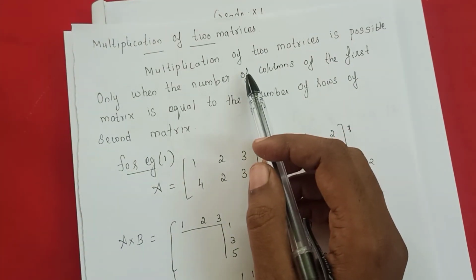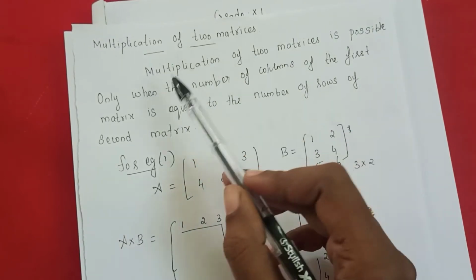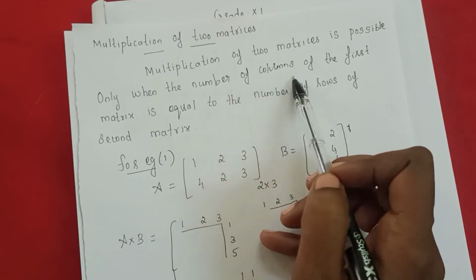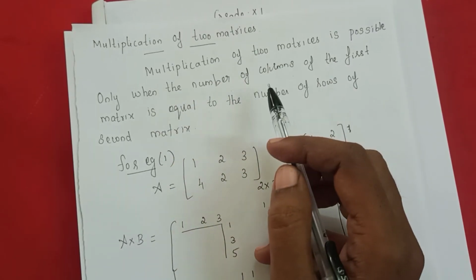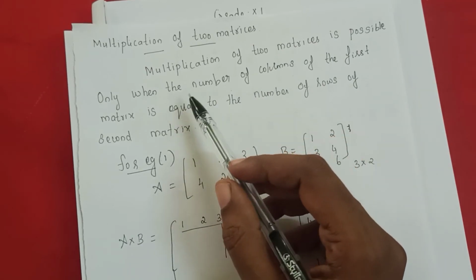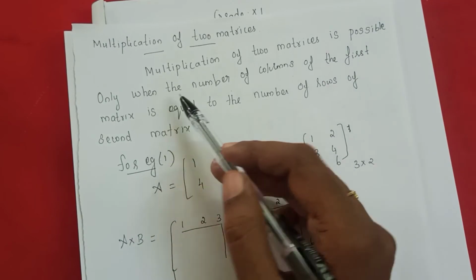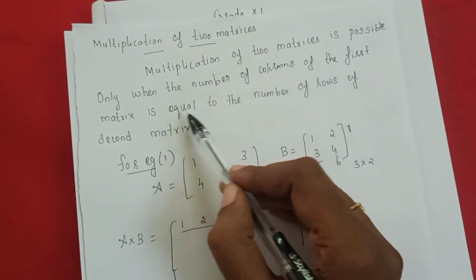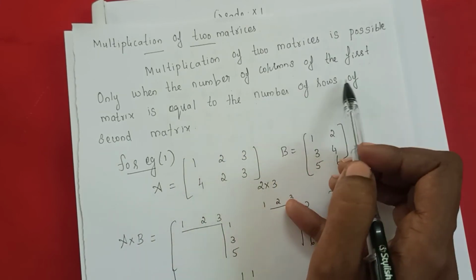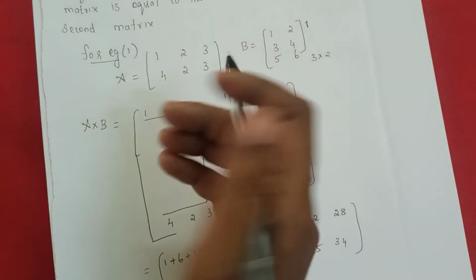Multiplication of two matrices. How we will multiply two matrices? Multiplication of two matrices is possible only when the number of columns of the first matrix. This is very important. This condition you need to learn very thoroughly. The condition is multiplication of two matrices is possible only when the number of columns of the first matrix is equal to the number of rows of the second matrix. What's the condition? Number of columns.